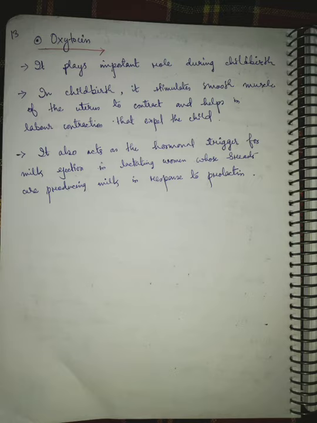Now about oxytocin. Oxytocin plays an important role during childbirth. It helps in contraction of the uterus during expulsion of the child. It is the main hormone responsible for labor pain, and this labor pain helps in expulsion of the fetus. When the oxytocin level is very low in a pregnant lady going for delivery, artificial oxytocin is injected for her labor pain. It also helps in milk ejection. Prolactin and oxytocin help in milk production.